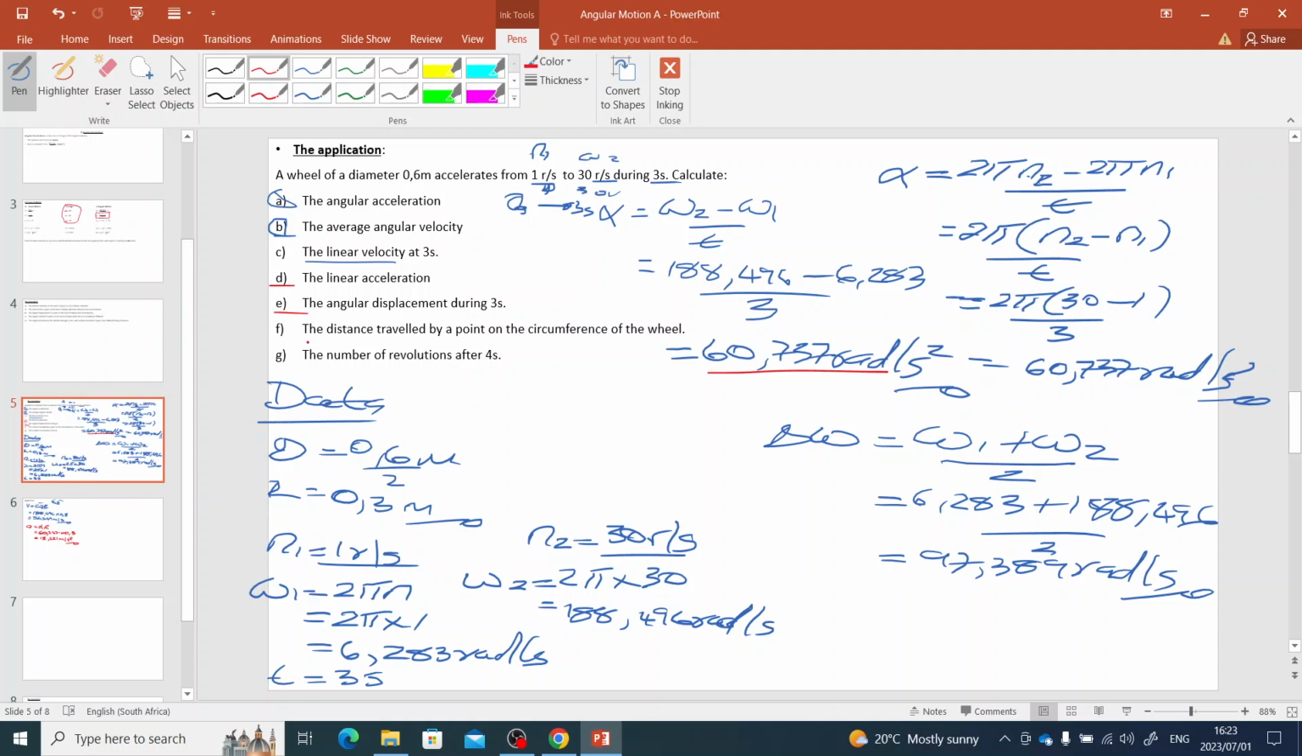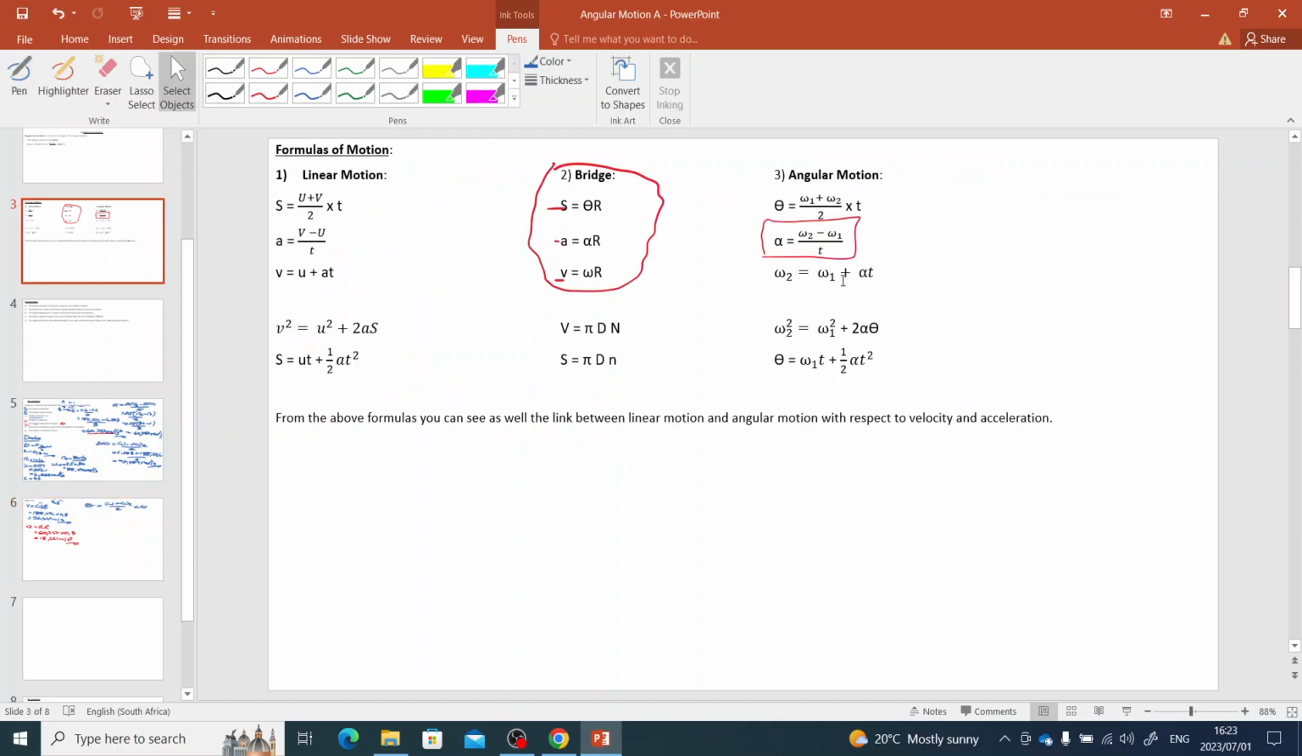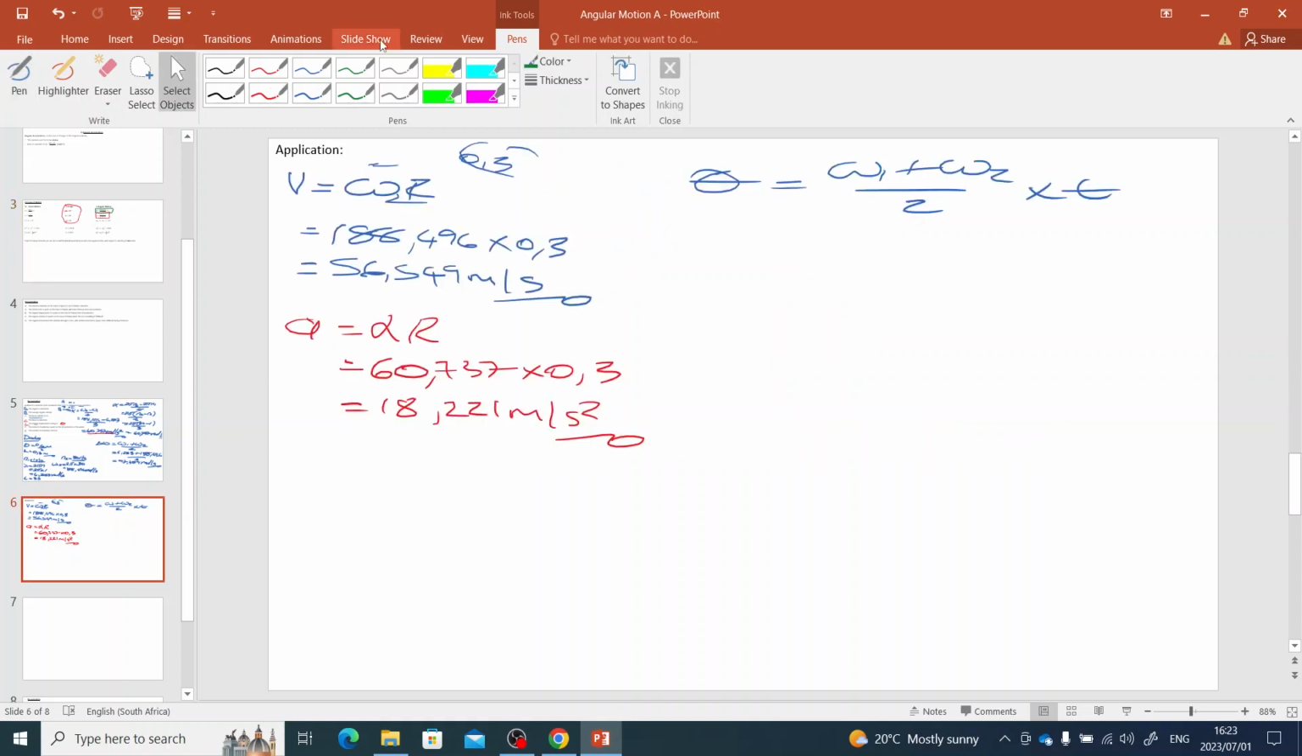Then question number 5, E: the angular displacement during 3 seconds. Now they want us to calculate angular displacement. In calculating the angular displacement in 3 seconds, it will be angular displacement equals omega 1 plus omega 2 divided by 2 multiplied by time. This formula here suits the given information. That's the formula that we'll be using to calculate what they want us to calculate.